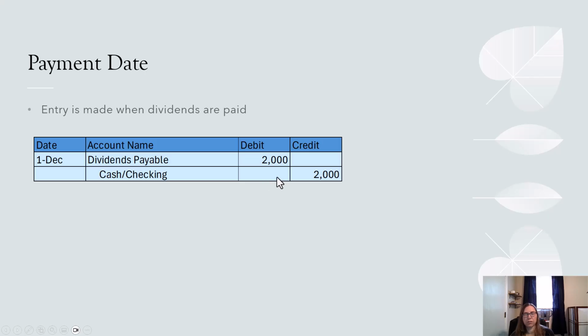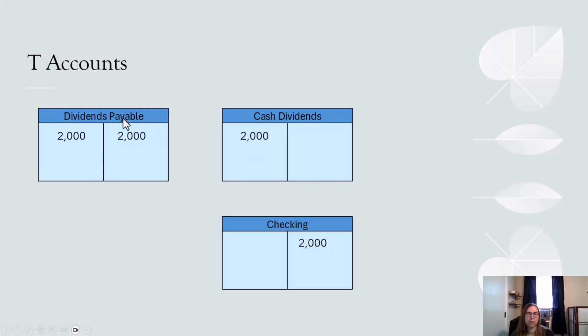And for those of you, again, who like the visual to see it in a T account, I also put that here. So now we did a debit to dividends payable. The debit is going to offset the credit that was already there. And then we still have the cash dividends account here and the subtraction from checking.